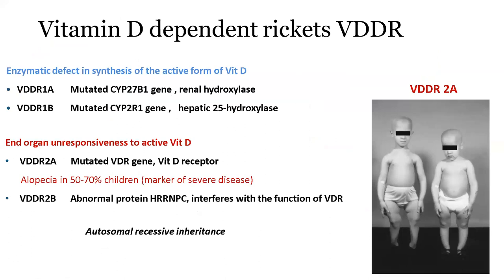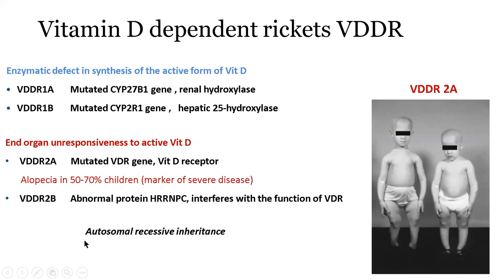Now, VDR gene is a nuclear transcription factor, and it has a DNA binding and a carboxyl terminal domain. So there is a typical genotype-phenotype correlation in VDDR type 2, that is that the VDR mutations in the DNA binding site are more liable to cause alopecia. The typical feature of VDDR type 2A, which is due to the mutation of VDR gene, particularly in the DNA binding domain, leads to alopecia in around 50 to 70% of children. This alopecia can start as early as in infancy, and it's a marker of early development of rickets in these children. And not only the early development, but the rickets in these children is more resistant to treatment. So this you have to remember.